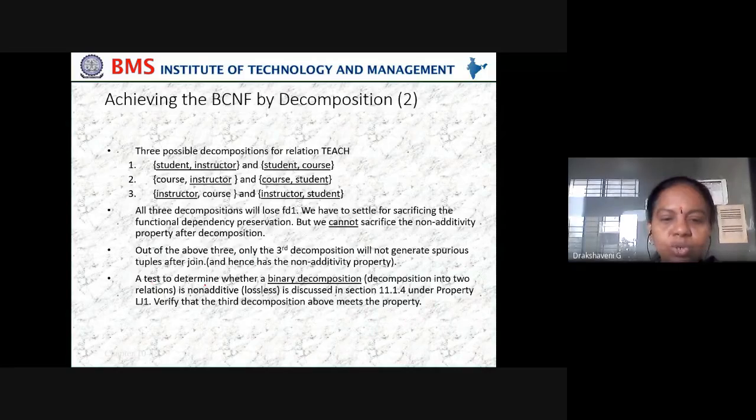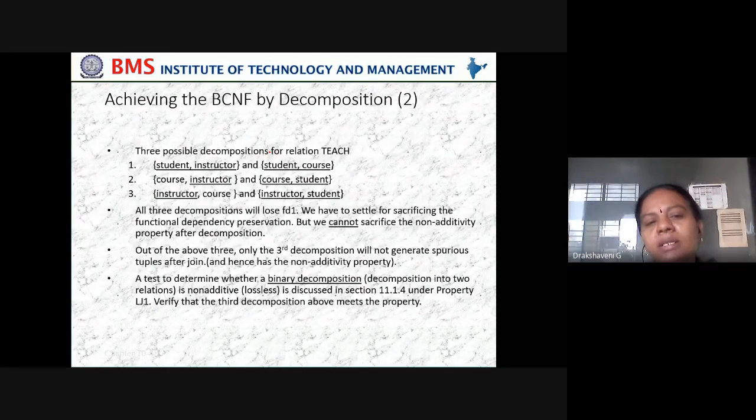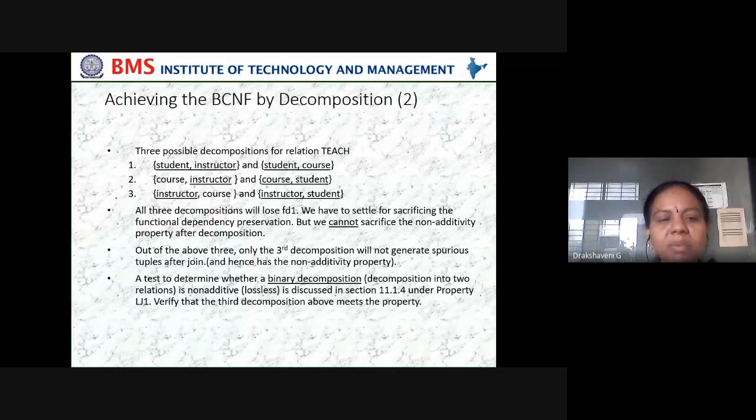So there is a test to determine whether a binary decomposition into two relations is non-additive, that is, lossless. Under this we can say LJ1 verifies that the third decomposition above meets the property. So how should I decompose? I can decompose in three ways, but which one is better? The better one is the third one.